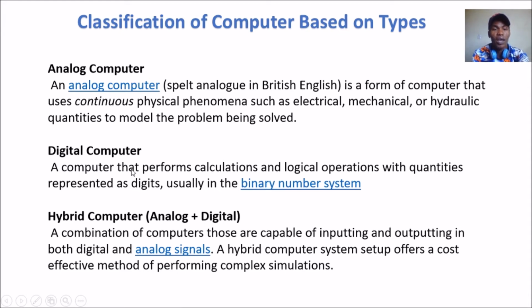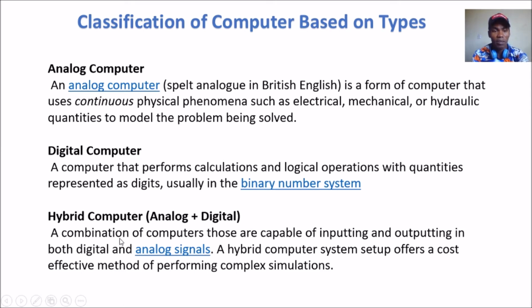A digital computer performs calculations and logical operations with quantities represented as digits, usually in the binary number system. Digital computers are computers that give their data or their final information after being processed in digital form. Now let's move on to the third one, hybrid computer.